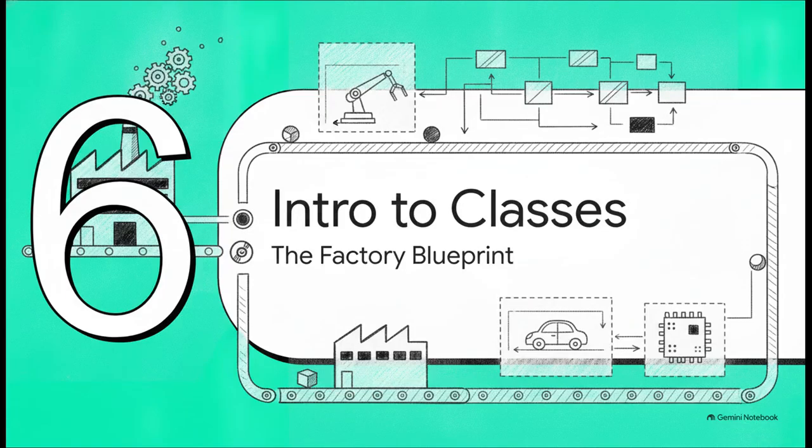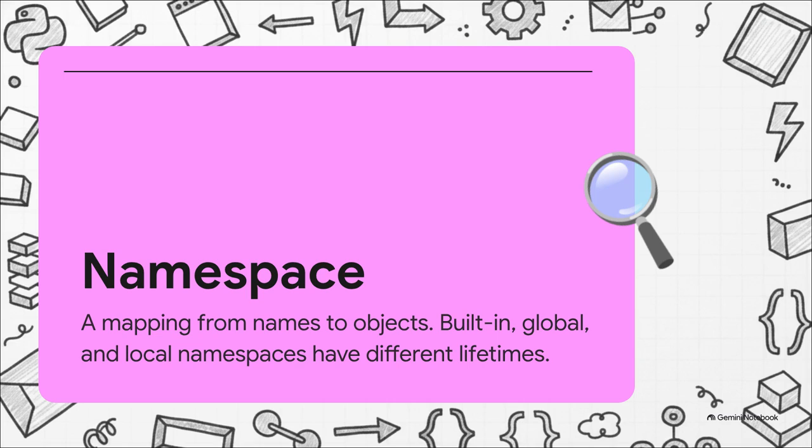Finally, we arrive at Section 6, Introduction to Classes, the Factory Blueprint. To really wrap our heads around classes, we first need to quickly define namespaces. Think of a namespace like a mapping from names to objects, acting a lot like a room directory. We've got the built-in namespace that never dies, the global namespace for your module that lasts until the script ends, and the local namespaces for functions that are created and destroyed as they run. Classes introduce entirely new, dedicated namespaces to keep our data perfectly organized and safely isolated.